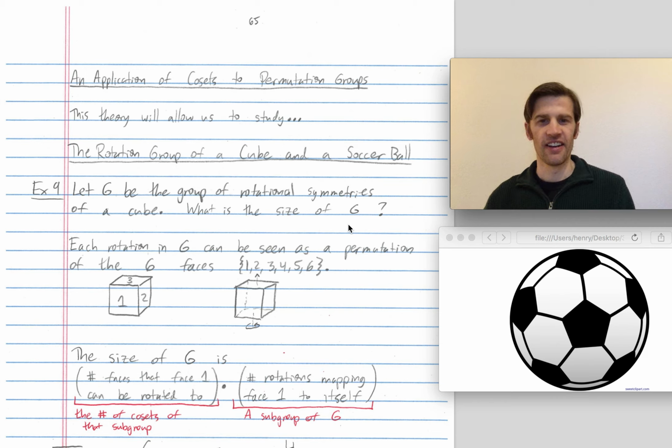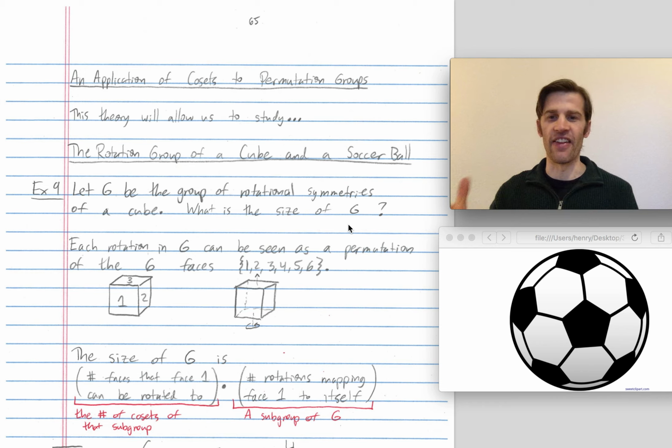Hello, everybody. I wanted to describe an application of cosets to permutation groups. Another name for this is the orbit stabilizer theorem. So I'm building up to the orbit stabilizer theorem. We're actually going to use the orbit stabilizer theorem on a couple of examples, and then in the next video, I'll give you the theoretical introduction to the orbit stabilizer theorem.